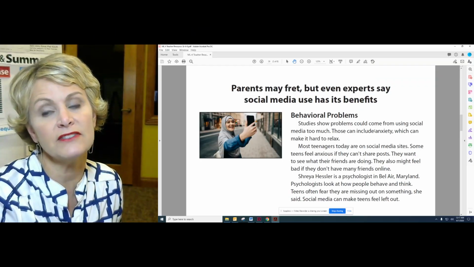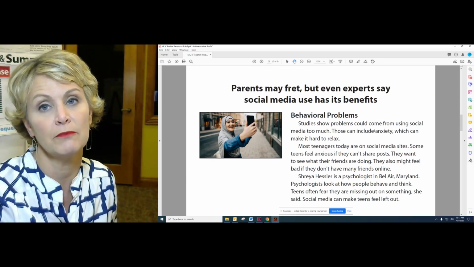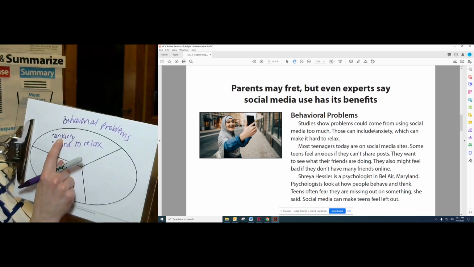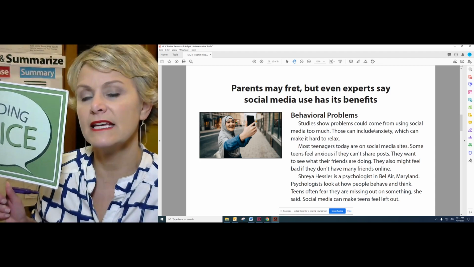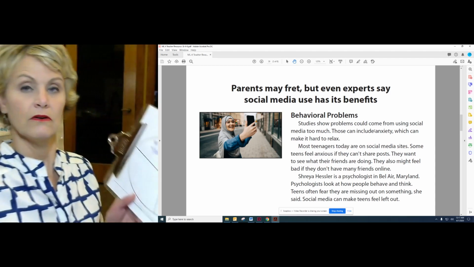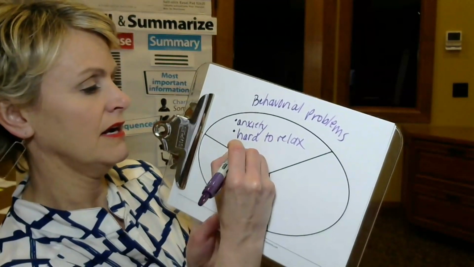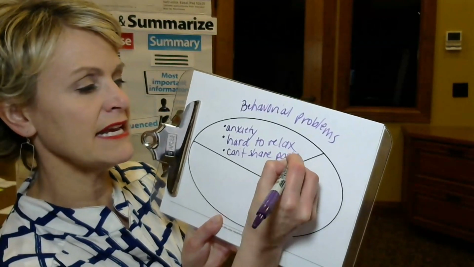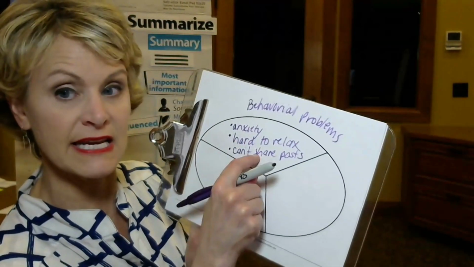All right, here we go. Let me keep going. Most teenagers today are on social media sites. Some teens feel anxious if they can't share posts. I saw another reference to anxious. But I picked up a new detail. Why are they anxious now? Because they can't share the posts. Does that go on its own? No. Why? Because it's related. So keep it here. Anxious when they can't share posts. Just jot down key words from the author. Okay? But because it's related, it goes here.